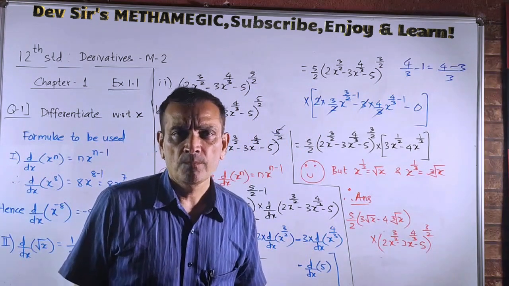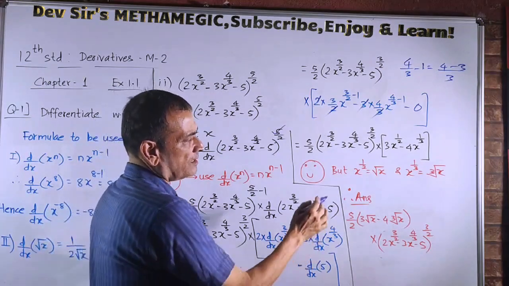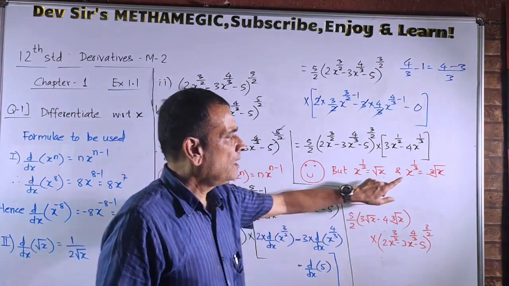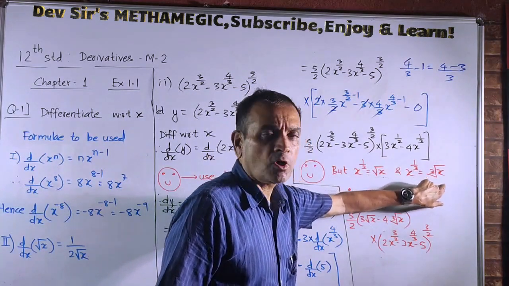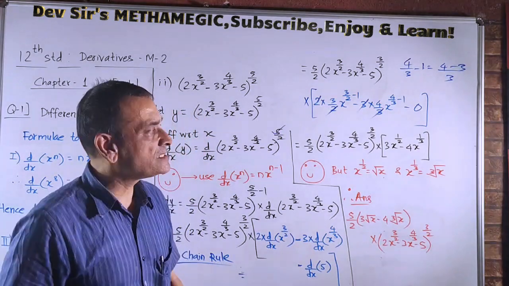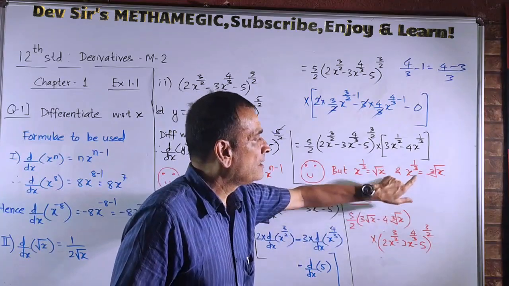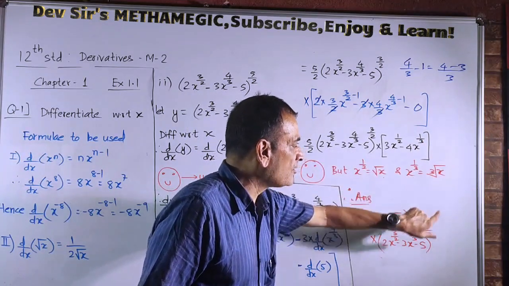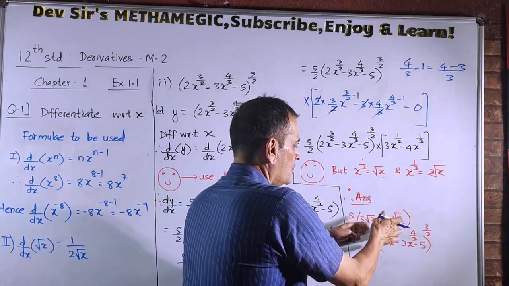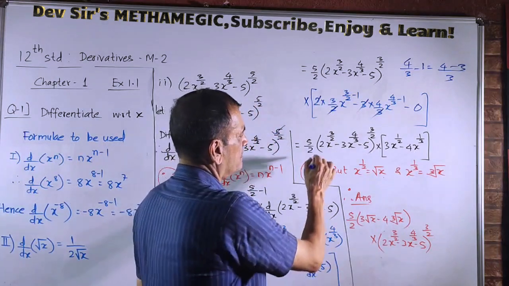Chain rule हो गया. But when writing the answer, remember, x raised to half means root x. X raised to 1 by 3 means cube root of x. Laws of indices. So better way of writing the answer, x raised to half, we will call it as root x. X raised to 1 by 3, we will call it as cube root of x. और ये ब्रैकेट पहले लिखते हैं because only 2 terms are there. And then this bracket.